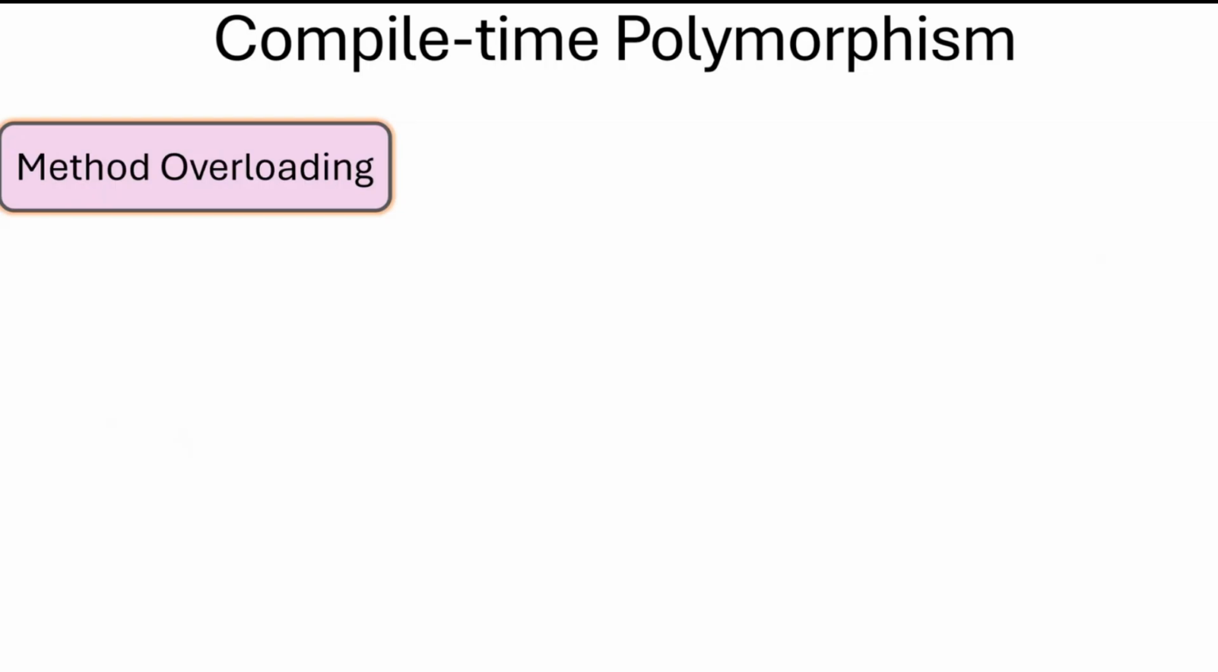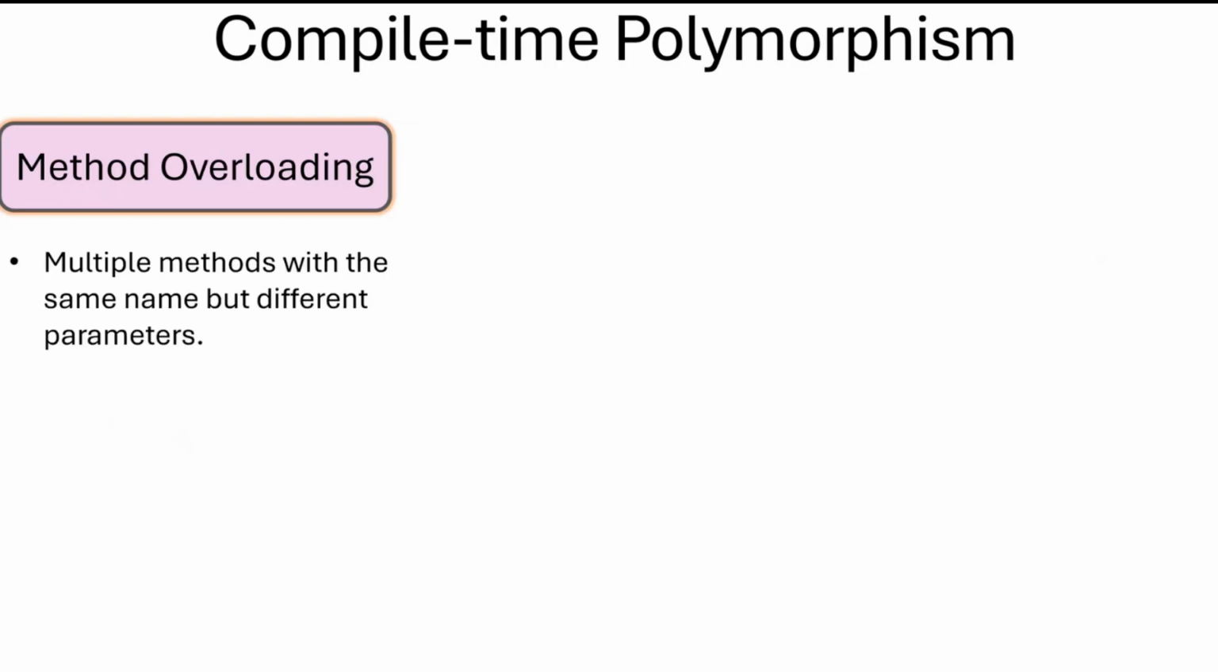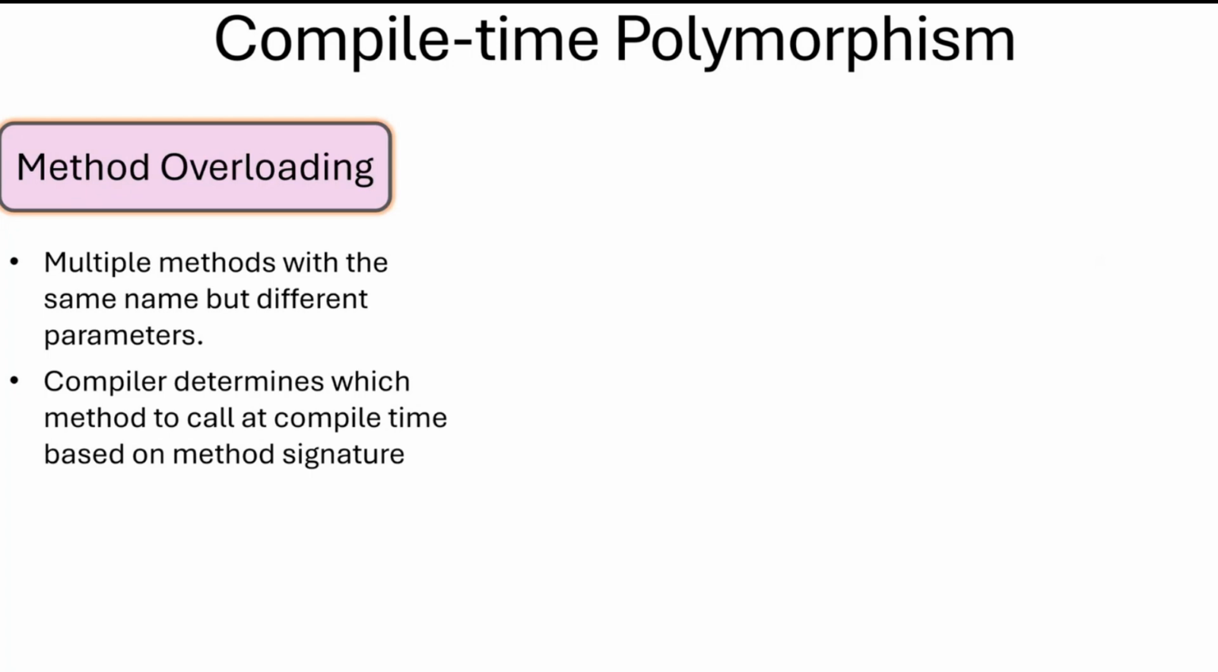One is method overloading. Multiple methods with the same name but different parameters. So in method overloading, there are multiple methods with the same name, but the parameters of each method will be different. The compiler determines which method to call at compile time based on the method signature. As I explained in a previous slide, the compiler is already aware of the connection between the method called and the definition of the method, right? Because the method signatures are different for those multiple methods, the compiler is already aware of it while compiling or building the code.